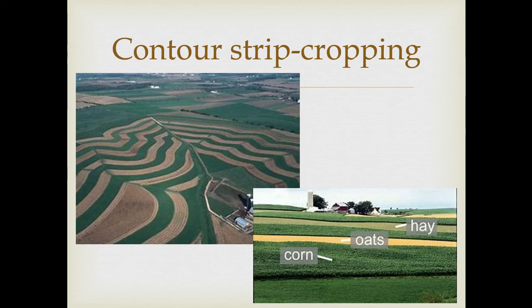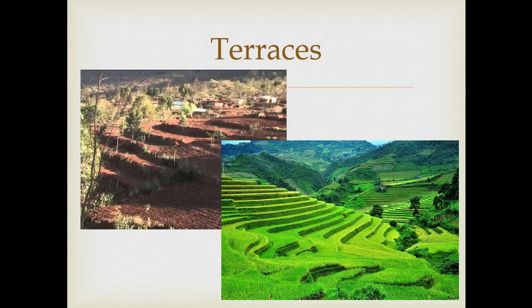So contour strip cropping is where we make sure that our rows are going across the contour rather than up and down. And then this system down here has three different crops so that there is always something on the land. The harvest will be staggered, and then as well as the hay mixed in there. So we have a larger root mass that is better established rather than just an annual crop of corn or oats. And by staggering these, we can slow the water even more, preventing more erosion.